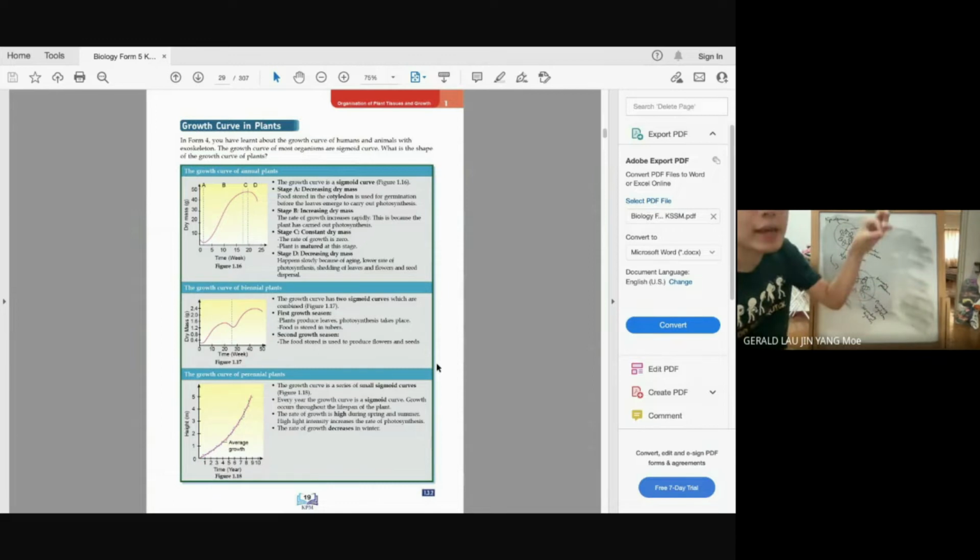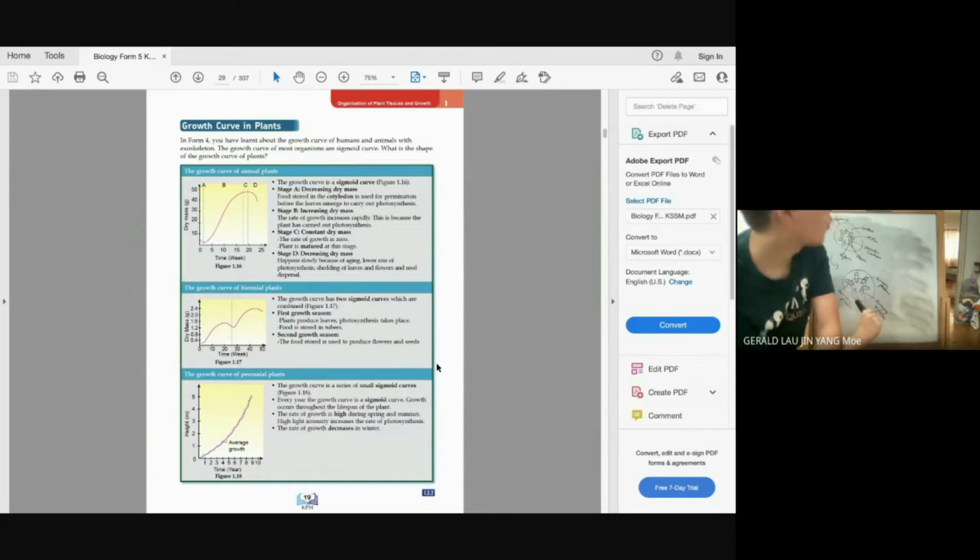Why? Because inside the seed, the cotyledon will use the food stored in the cotyledon for germination. Because your seed cannot conduct photosynthesis to obtain its own food. That's why the cotyledon will use the food inside to germinate. Then stage B, it will increase because it's growing and photosynthesizing. Stage C is constant, that means the rate of growth is 0. And then the next one is decreasing dry mass, which happens slowly because of aging and dying.